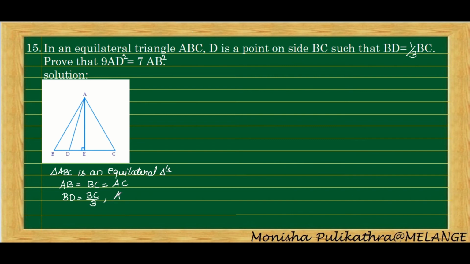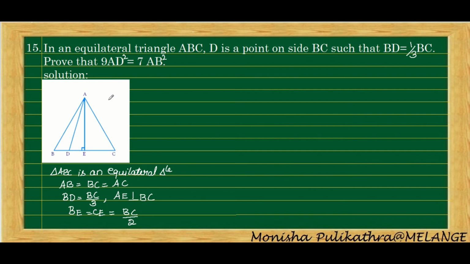So next, AE is perpendicular to BC. If it is perpendicular, it cuts the triangle into two equal halves, right? So BE and CE is half of BC.